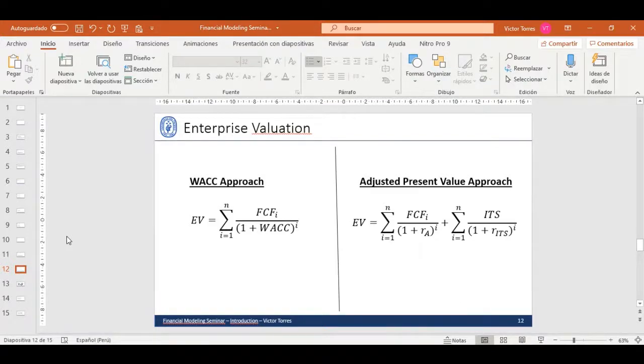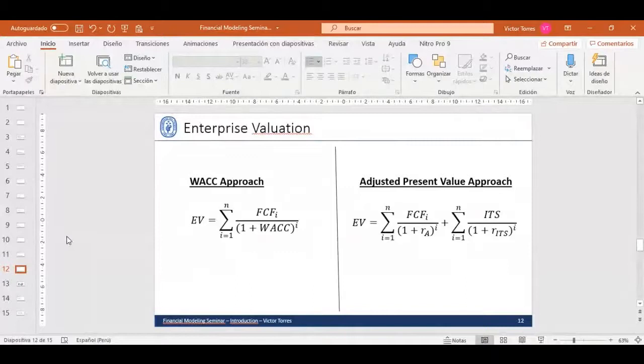In contrast, there's another approach that probably some of you have already heard about, at least the ones who were my students, I assume they remember it. Which is the adjusted present value approach. The adjusted present value approach differs in the sense that you are going to model those interest tax shield benefits separately. So we're going to calculate the free cash flow using the discount rate as the required return on assets, which is the unlevered discount rate, to come up with the value of the unlevered company.